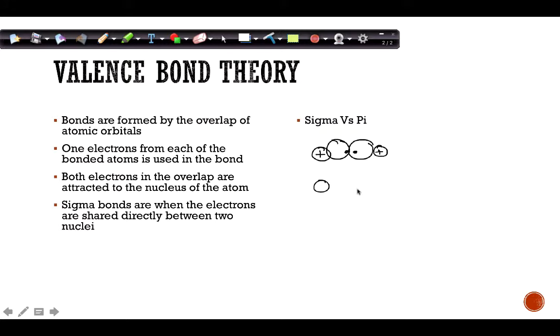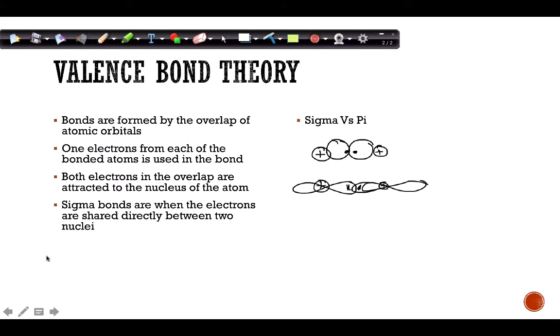It could also happen in between two p sublevels. So p sublevels look like this. So my electrons here will be shared between the two nuclei. Basically, a sigma bond is when we're sharing electrons directly between the two nuclei, and that can happen with an overlap of the s orbitals or an overlap of the p orbitals.